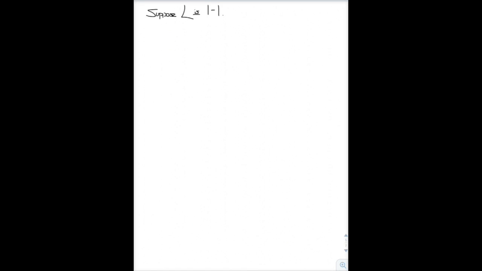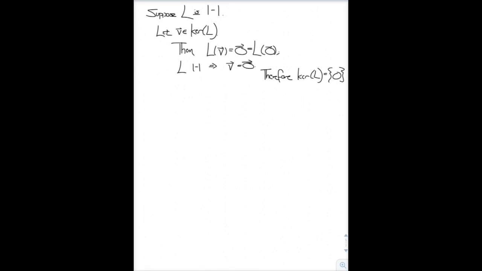Suppose the linear map L is one-to-one. Under the assumption that L is one-to-one, let's see what we can say about the kernel of L. Well, let V be in the kernel of L. Then again, we know that L of V is 0. That's the definition of the kernel. But we know something else that's mapped to 0. 0 is also mapped to 0. So V and 0 are both mapped to 0. But if L is one-to-one, we know that V and 0 must be the same vector.